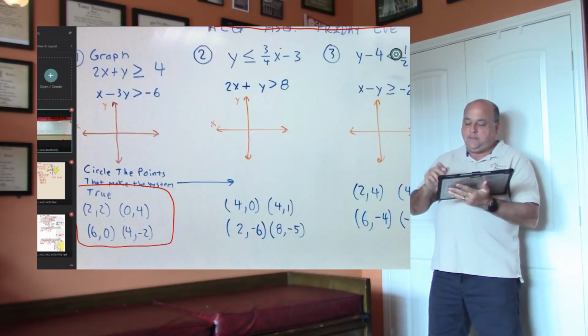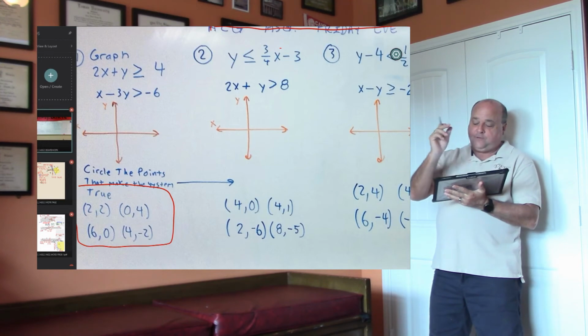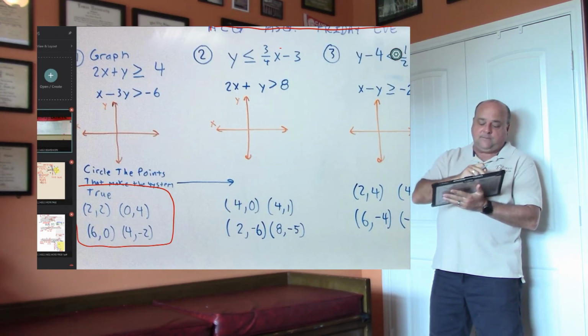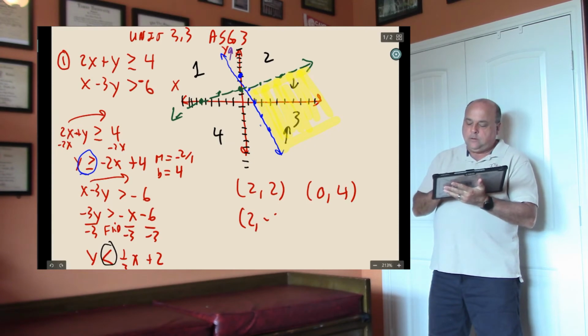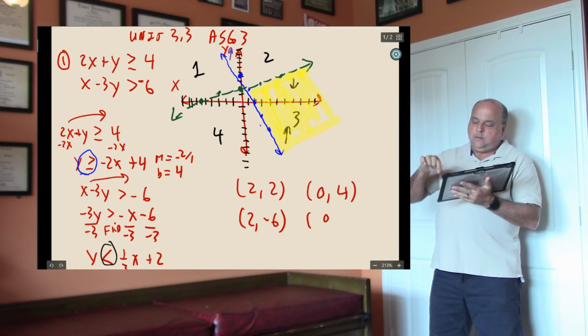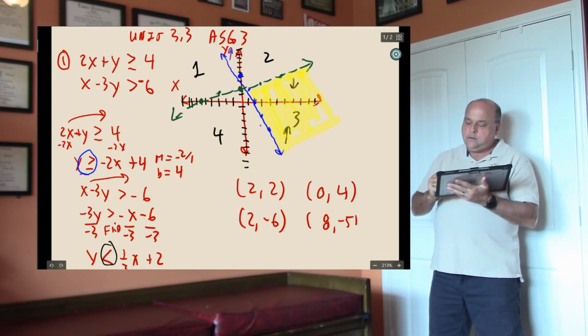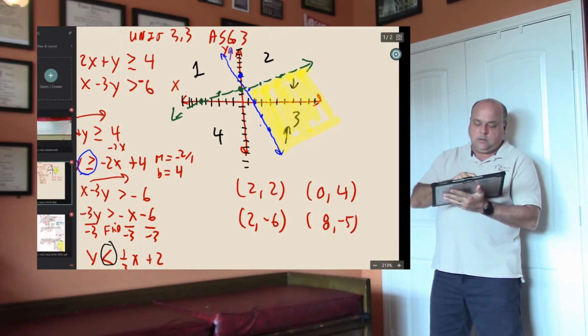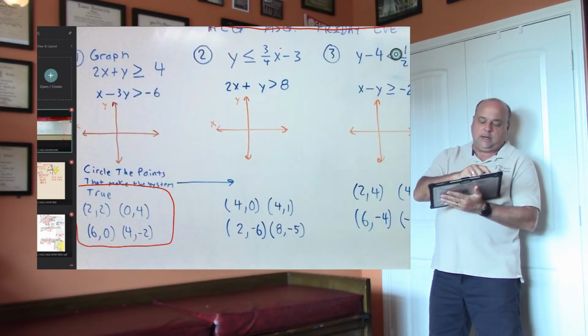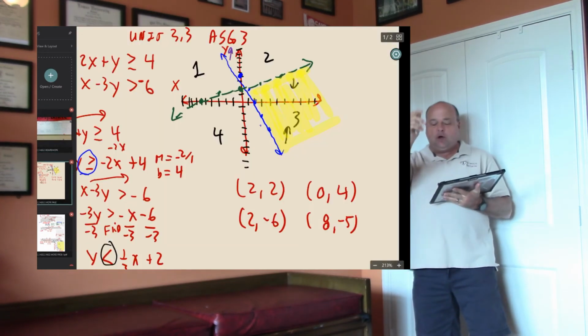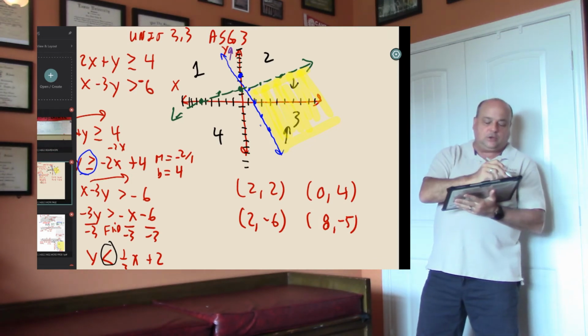So I'm going to have (2, negative 6), (8, negative 5). (2, negative 6), (8, negative 5). (2, negative 6), negative 8, or (8, negative 5). Make sure those are correct. (8, negative 5), those are correct. Okay. So now I'm going to go through here and circle the ones that are true.